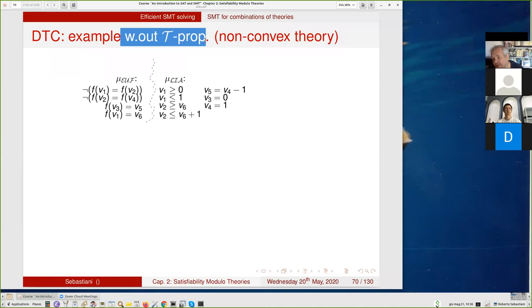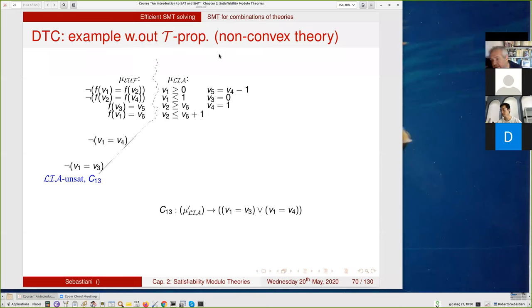So they cannot deduce interface equalities. Now you go reasoning. You start branching on interface equalities. Interface equalities, you assign all values negative as a strategy. So when you have assigned V1 equals V3 to false and V1 equals V4 to false, well, then you have a conflict. The linear integer arithmetic solver tells you that you have a conflict.